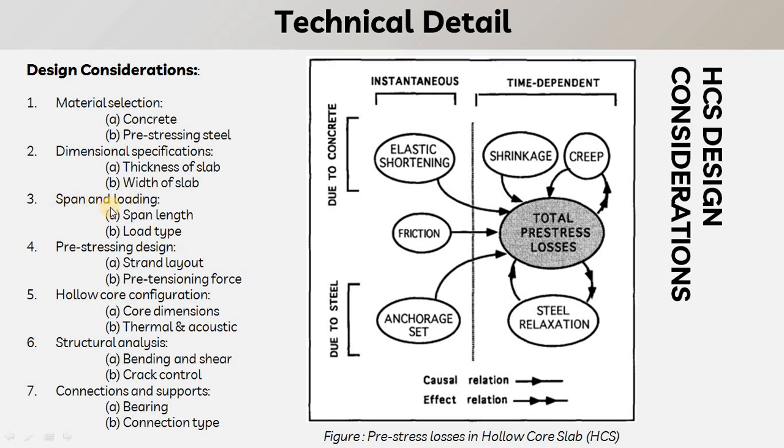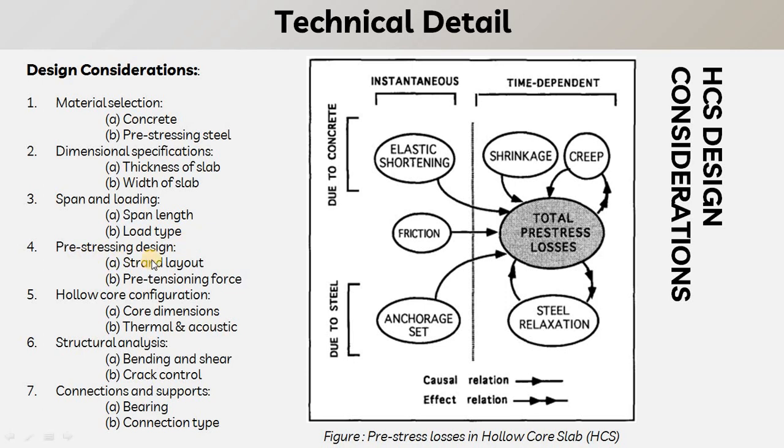Third point is the span and loading. The span length is also an important factor, because hollow core slabs are one-way spanning slabs, in which if the loadings are more and the span is more, then we have to increase the thickness of the slab as well as the strand pattern, which will be designed as per the given loading. And as we have seen, loading type is very important for the selection.